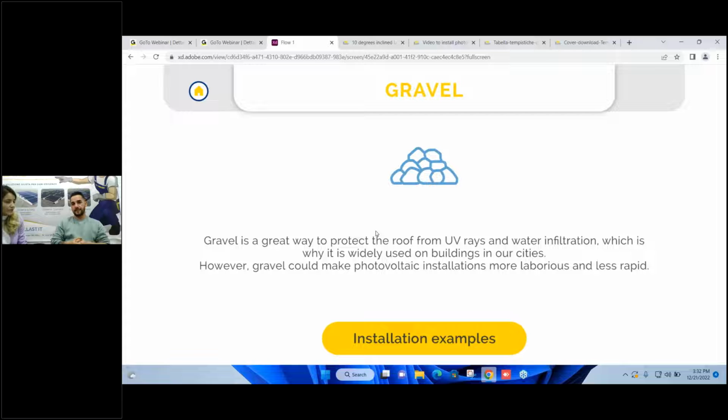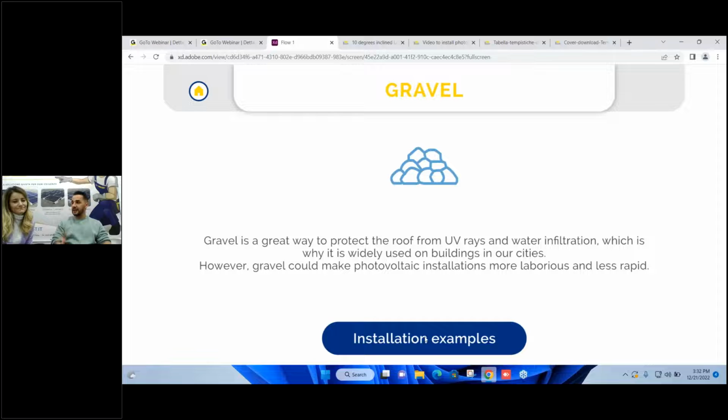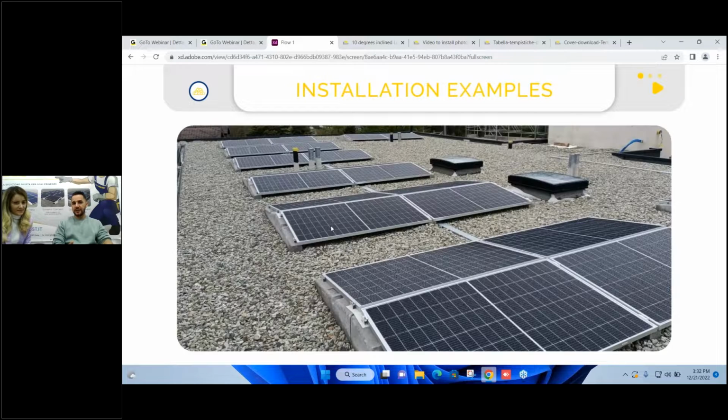Or do you have to put the gravel and then install the ballast on top? It can be done in both ways, right? So depending on what you feel more comfortable with. If you already have the gravel on the roof, the best solution that we will give you will be to remove a space of gravel and add the ballast, which is the safest side.